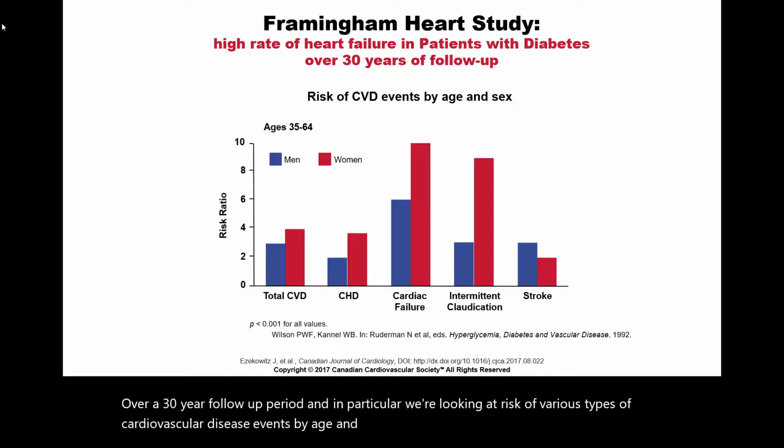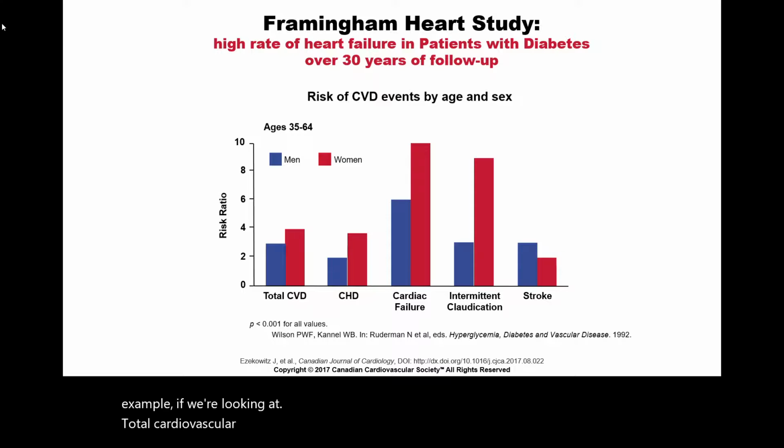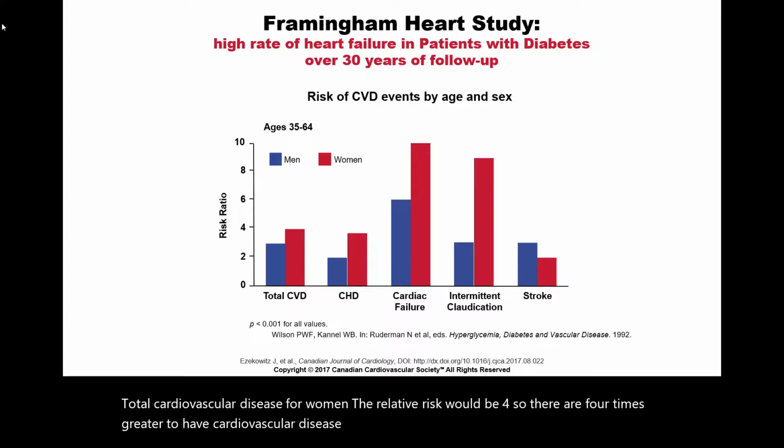What we can see here is that anytime you have a risk ratio above 1, it indicates that the individual is at increased risk. So for example, if we're looking at total cardiovascular disease, for women, the relative risk would be 4, so they're 4 times greater to have cardiovascular disease if they have diabetes.